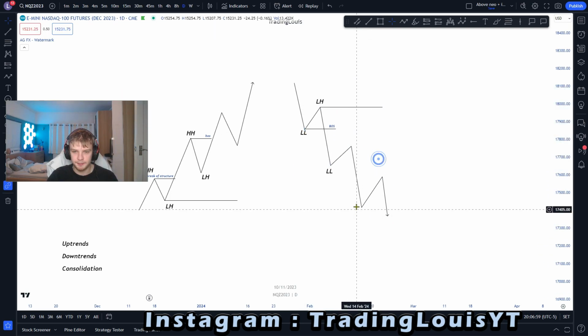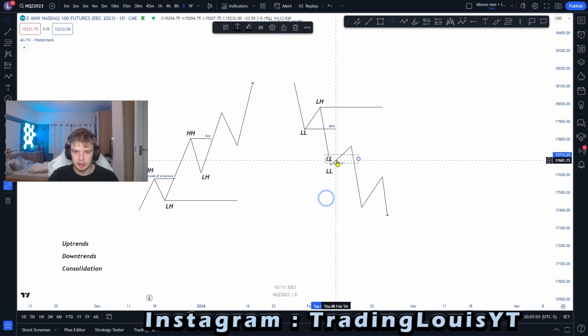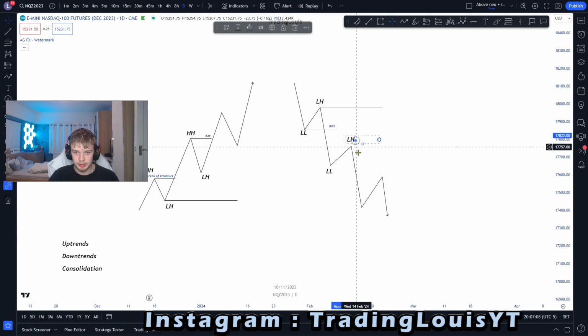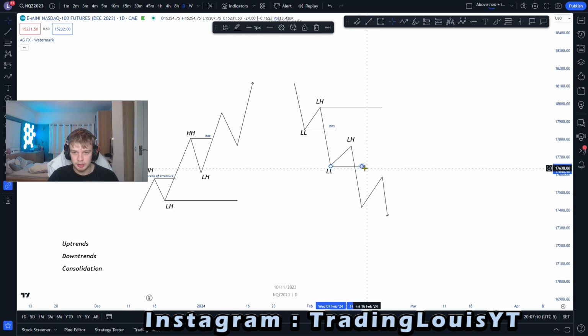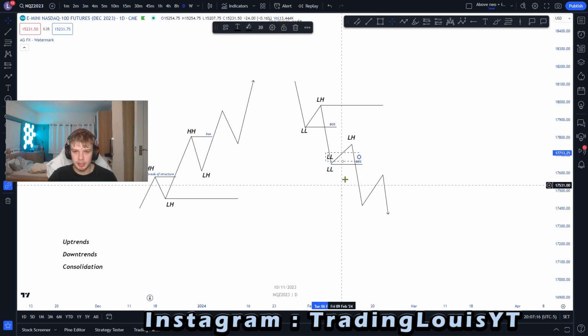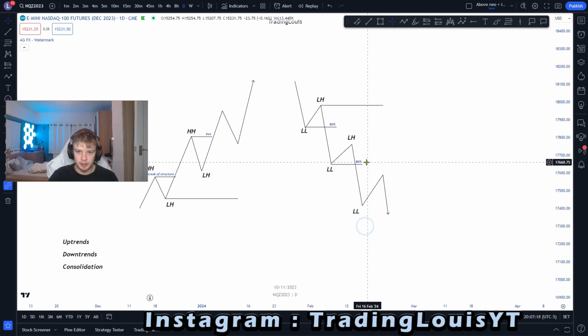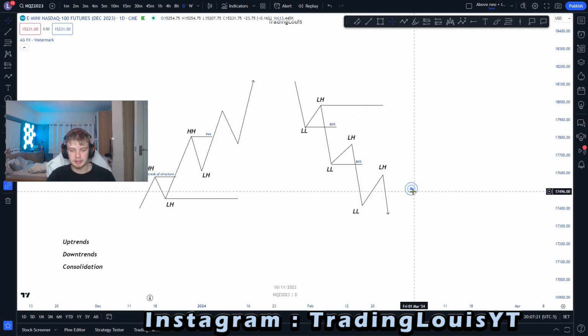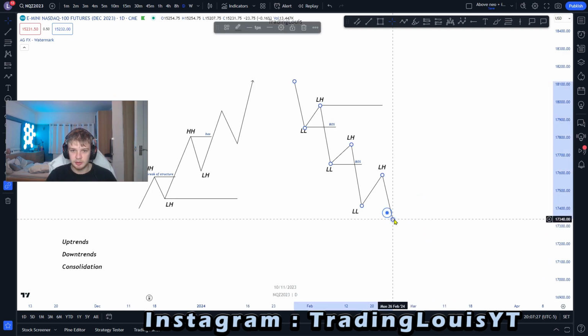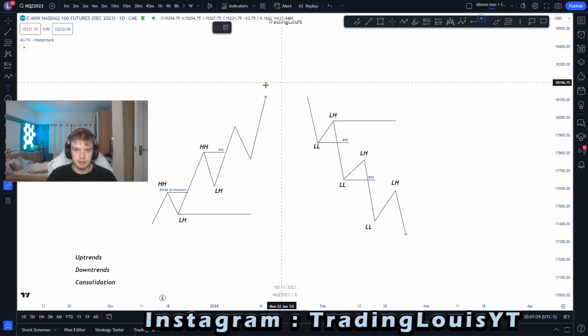So let me just finish off marking this downtrend. Then this would be a lower high. Then we would get our break of structure here. That would be a break of structure. And then price creates a lower low again, and then another lower high. So I hope that makes sense. I'll be going into the charts in a second and giving you a chart example. But yeah, this is very simple stuff. Hopefully you guys can understand this.